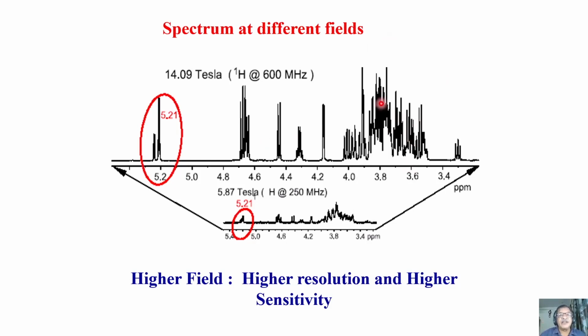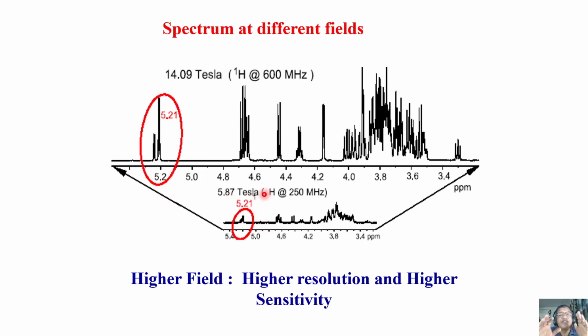This is what we were discussing all along. As you go to a higher magnetic field, you get better resolution, and the sensitivity also goes as a power of 3/2 of the magnetic field. Look at this particular region which is highlighted here, 5.21 ppm. Look at this one. We had very good resolution that you could see at 600 megahertz, which you don't see at 250 megahertz.